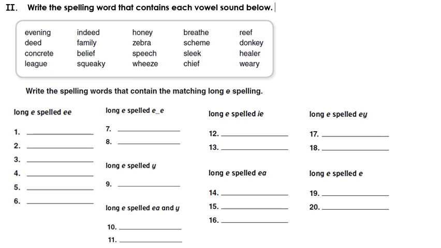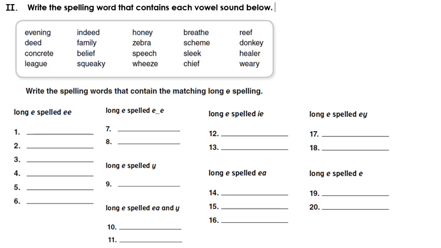We move now to the last exercise in the worksheet. Write the spelling word that contains each vowel sound below. We have the words in the box, and down we have the groups. First group is for the words that have long E spelled EE. Again, I repeat, spelled EE, we mean written as EE. Second group, long E spelled E dash E, here we mean E, consonant, then the silent E at the end of the word. Third group, long E spelled Y.